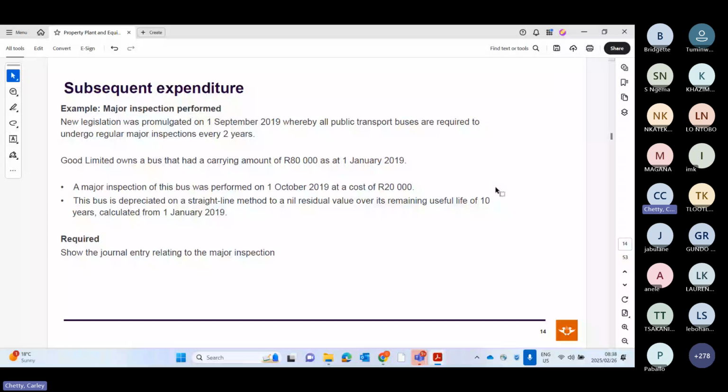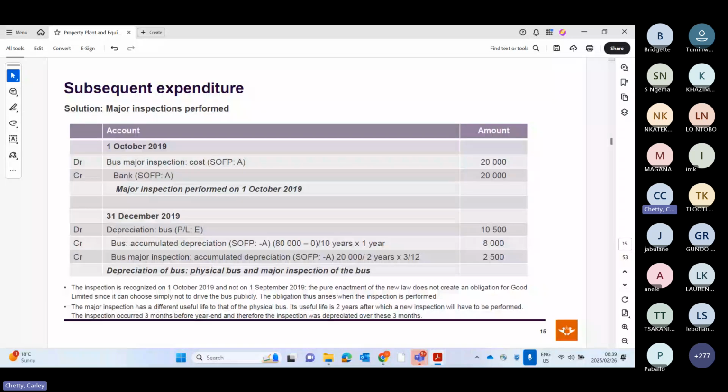They told us that the bus needs to be inspected every 2 years. So let's go to our solution. A major inspection of this bus was performed on 1 October 2019 at a cost of 20,000. So we are debiting bus major inspection cost of 20,000 and we are crediting bank, which is an asset, with 20,000. So this inspection was performed on 1 October 2019.